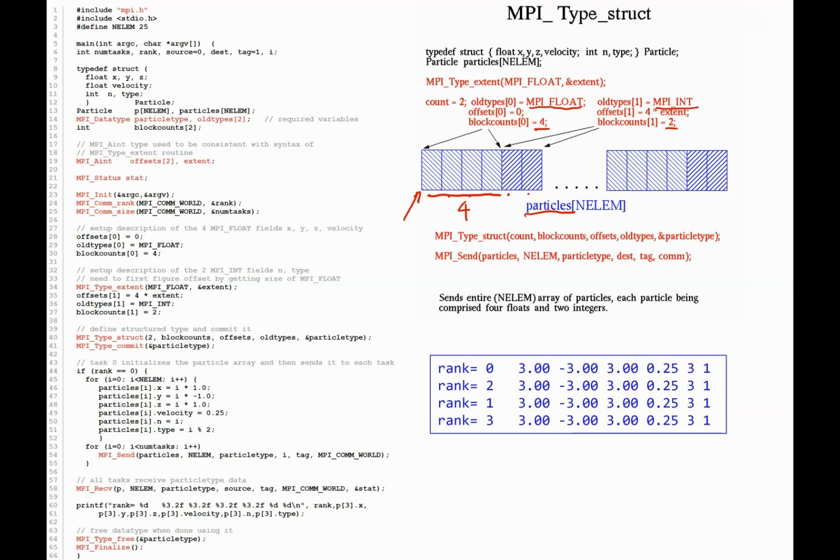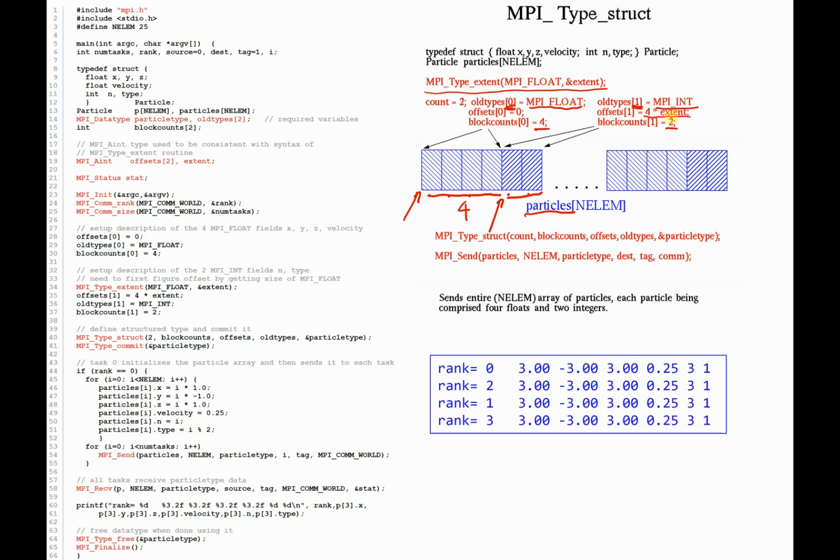Next we want to have 2 ints. So what we tell MPI is that the next set of items are going to be ints. The first set of items are going to be floats, and the next set of items are going to be ints. What is the starting point for these ints? Well, it's going to be 4 times the size of a float, because we have 4 floats initially. Therefore it's going to be 4 times the extent, and extent is going to be the size of a float. So here we call extent to get the size of a float.